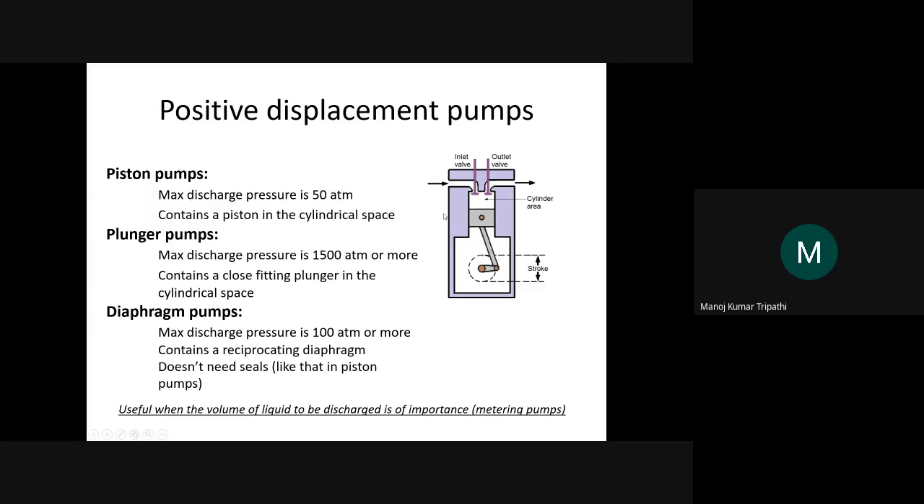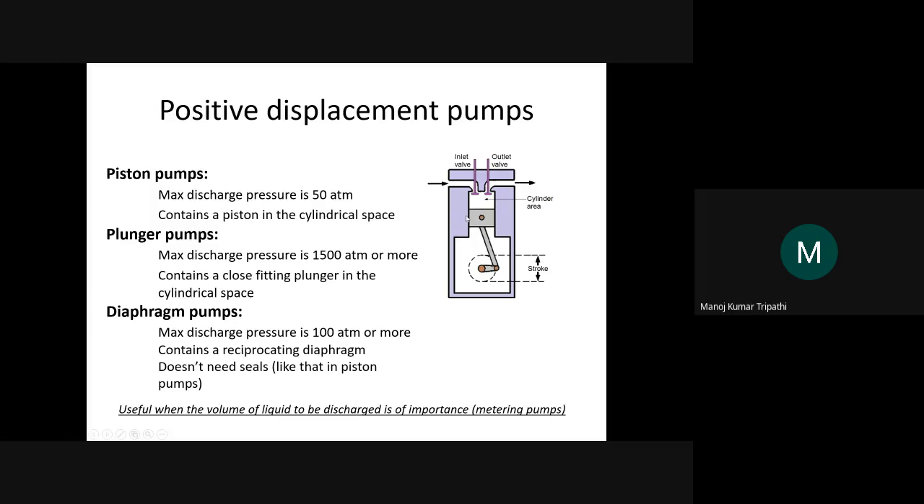It contains a piston in the cylindrical space. There are other kinds of positive displacement pumps, such as plunger pumps. A plunger is just a disc kind of thing, not a piston. And there is a different mechanism there. There are several pistons connected to that plunger. So the maximum pressure is 1500 atmosphere or more.